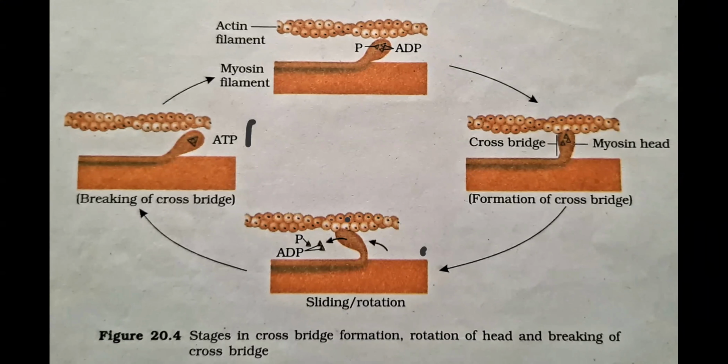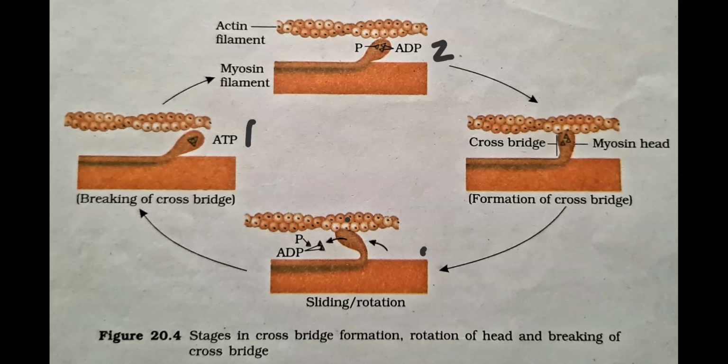First, an ATP molecule binds with the cross arm. Then ATP hydrolyzes into ADP plus phosphate. And using this energy, the cross arm attaches to the myosin binding site present on the thin filament. Now this is known as a cross bridge.